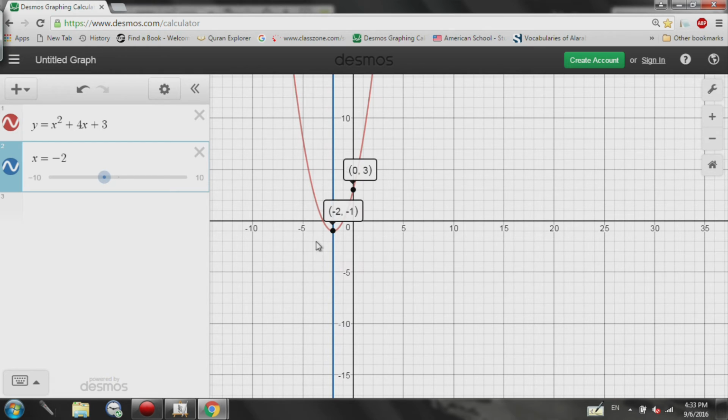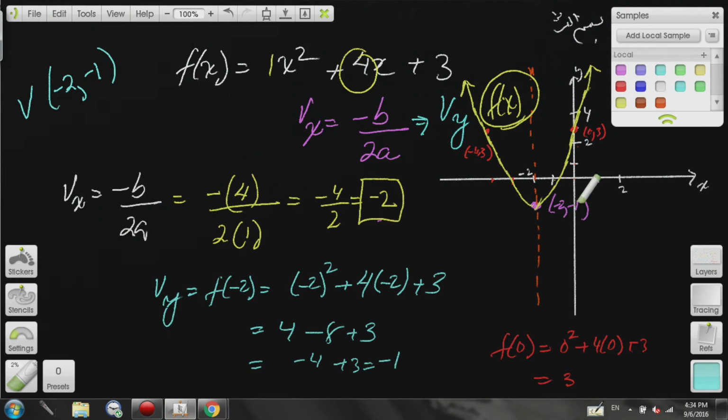Now if I ask you, what's the minimum of this function? What's the minimum of this function, the minimum value? The correct answer would be negative 1, that value right there, negative 1. See? That value, that's the minimum of the function.